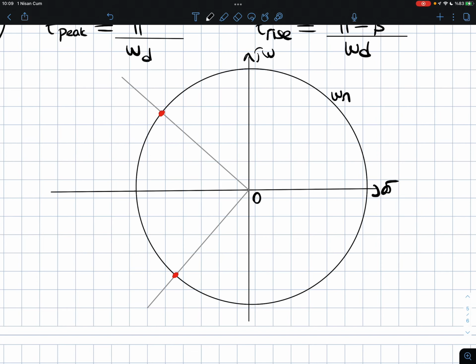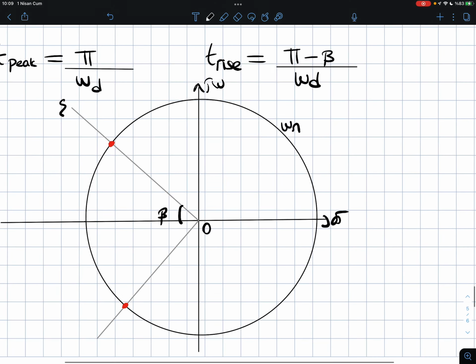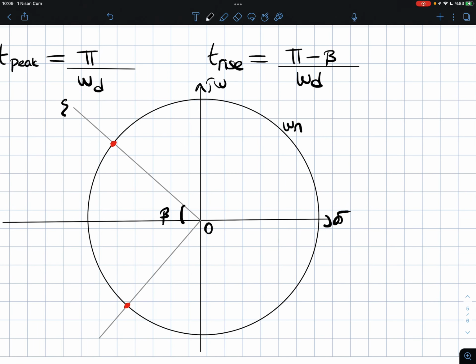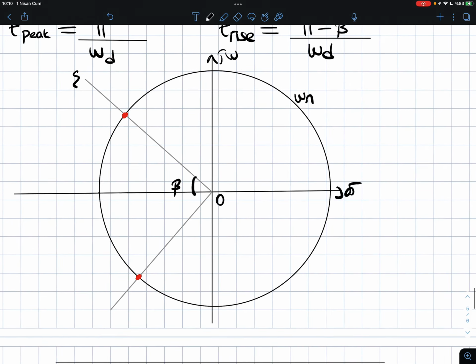Now, the value for this line here is also zeta. In this case, we've named this here beta, by the way. So if you're asking yourself what beta is, this is basically beta here. It's the angle of the zeta line.